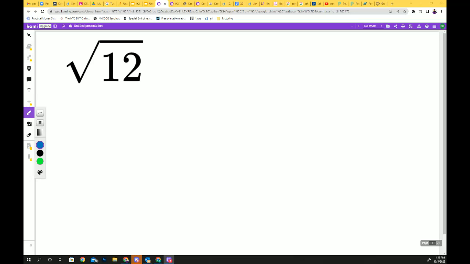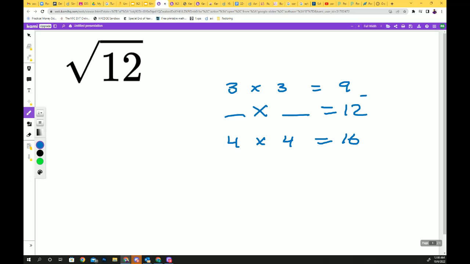Hey everyone! So today we're looking at simplifying square roots if we have a square root that isn't a perfect square. Here we have the square root of 12. So we know it's not a perfect square because there's no number times itself that will give you 12. For example, we know that 3 times 3 is 9, and 4 times 4 is 16, but there's no whole number, at least, that would give you 12.